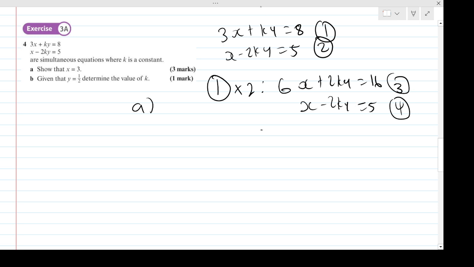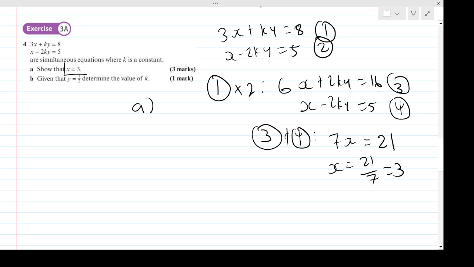Cool. So if I add equations 3 and 4, then 6x add x is 7x, and 2ky take away 2ky is 0. That's equal to 16 add 5, which is 21. Therefore, x is 21 over 7, which is 3. There we are. Great. So we've done that then.